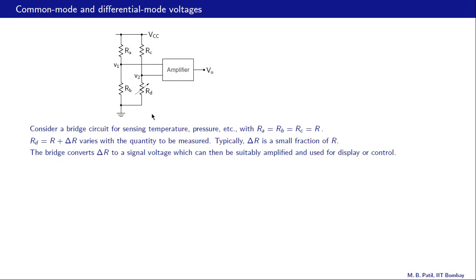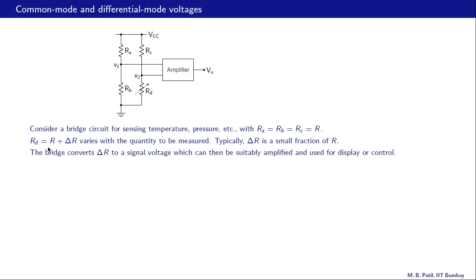The bridge circuit is made up of 4 resistances: RA, RB, RC and RD. Out of these, RA, RB and RC are equal, constant, and that is denoted by R. This resistance RD varies with the quantity being measured, such as temperature or pressure. So essentially this RD is the resistance presented by the transducer that we are using to sense the quantity of interest, such as temperature.